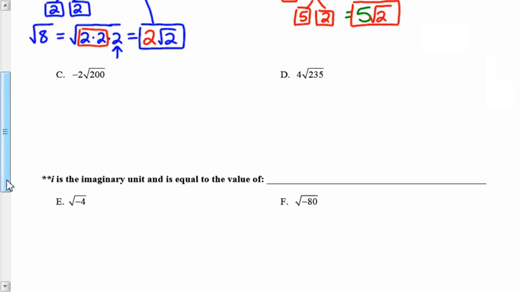Alright, so C is just a little different because you have a number out in front. That negative 2 out in front I will take care of in a second. But for right now, I'm going to break down 200. I'm going to break it down into 10 and 20. That's just the first set of factors I thought of. Then I'm going to do 50 and 2. And then I'm going to do 25 and 2. And then 25 would be 5 and 5.